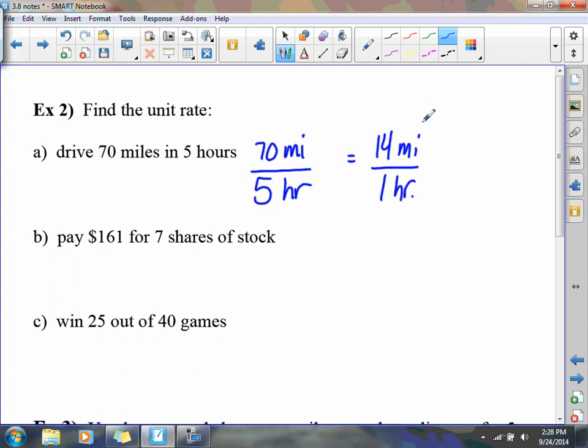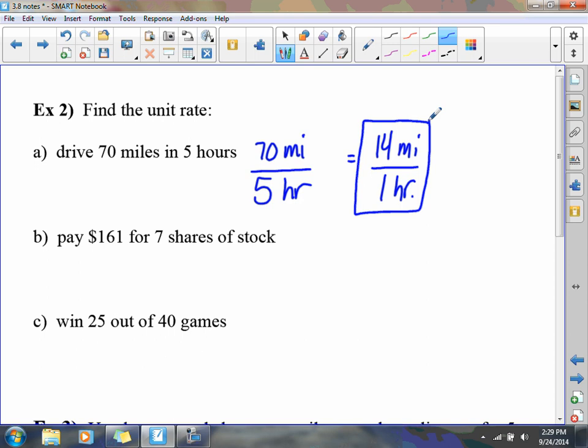So if that's how far you're driving, I don't know, that's pretty slow. 14 miles per hour? That's really slow. Maybe you're making stops along the way or something like that. We don't need to worry about implying the specific meaning so much.